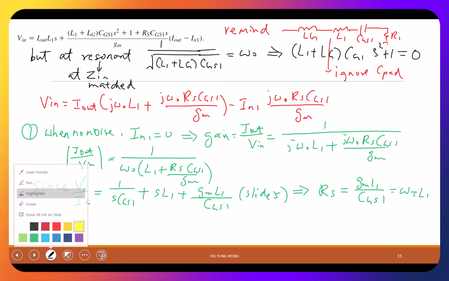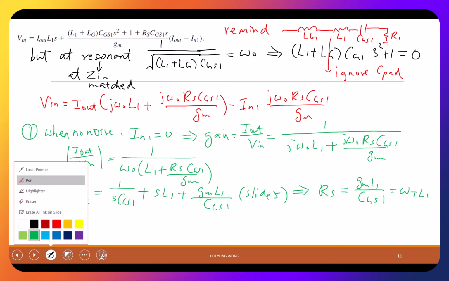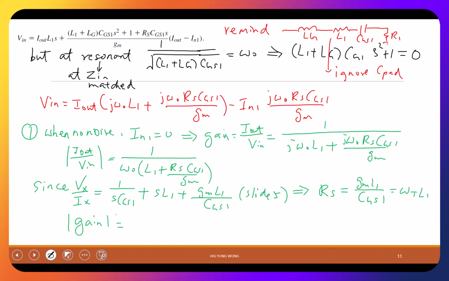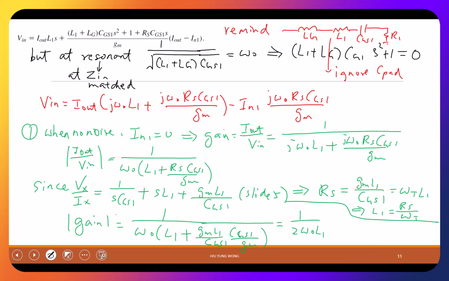So that means the gain. Can you see that already? The magnitude of the gain is equal to 1 over omega 0 L1 plus, let me just plug in Rs. What is Rs? GM L1 divided by CGS1 times CGS1 divided by GM. That goes to 1 over 2 omega 0 L1. And the reason I got confused is because I don't want to express it as L1. What is L1 in terms of Rs and omega t? Rs divided by omega t, right? That's why I need to plug in L1, then I get omega t divided by 2 omega 0 Rs.